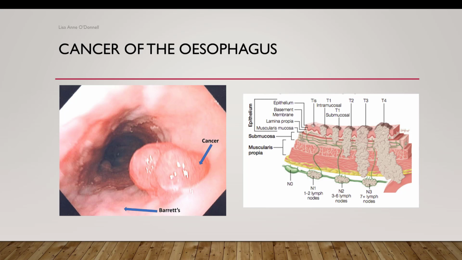The image on the right shows the TNM staging of esophageal cancer. The most common spread of esophageal cancer is to the liver, the lungs, and lymphatic spread.